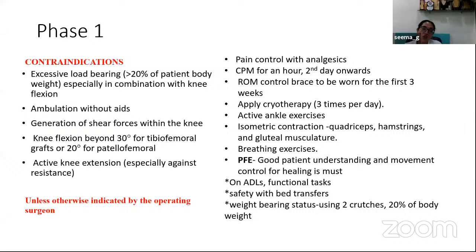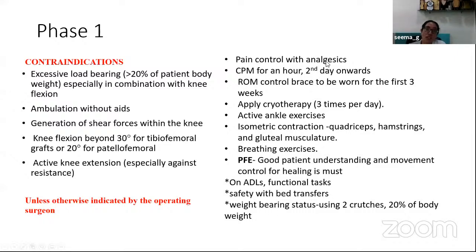And initially, there should be no active knee extension, especially against resistance. Otherwise, your operating surgeon has certain things, what he says that he has done it this way, or the defect was very little. Definitely, it is a very well multidisciplinary team approach where patient, surgeon, and the physiotherapist have to work together towards the progress and the success.